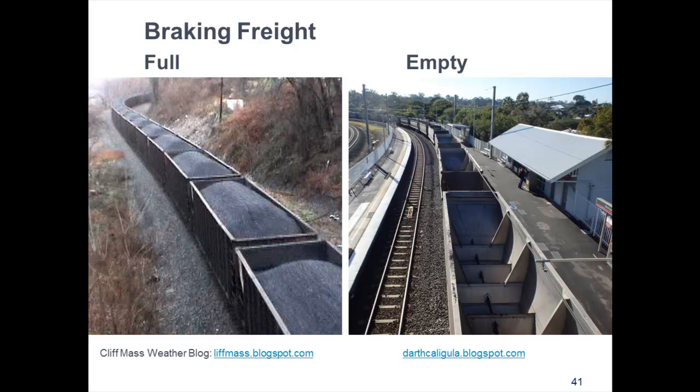Okay, consider this for freight. Compare a loaded coal car weighing 130 tons with an empty coal car weighing 30 tons. The difference is a factor of 4. Freight trains have longer stopping distances than passenger trains because of their weight, their length, and the time it takes for the brake application to go down the train.